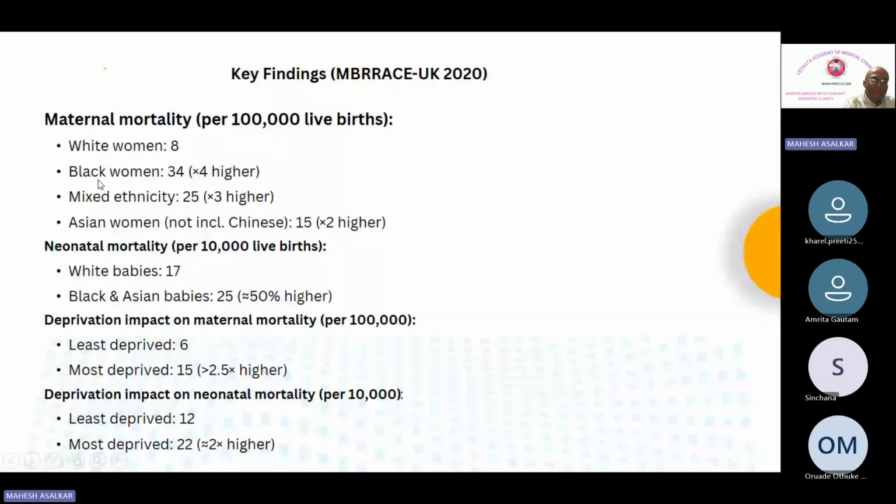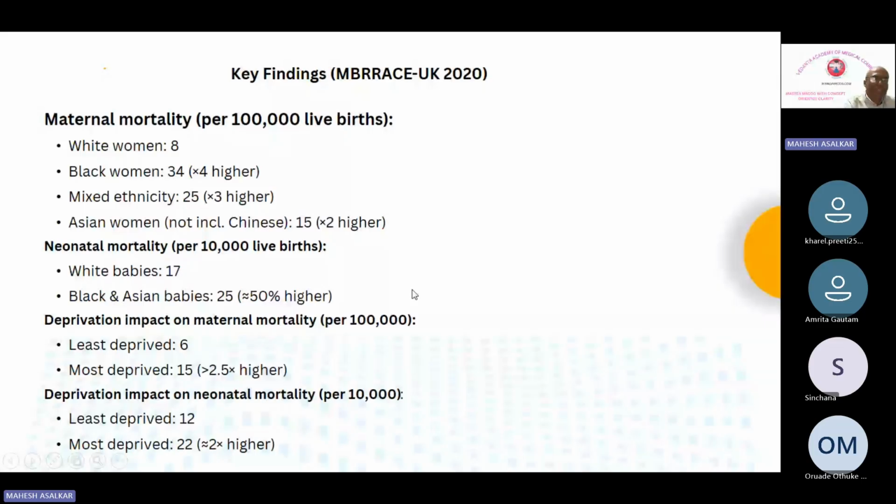Most of the time the question is on the maternal mortality in black women, or maternal mortality in mixed ethnicity, or for white women. Rest of the guideline I'll just read out. Nothing specific in this particular guideline.